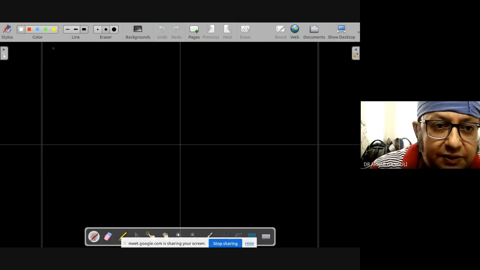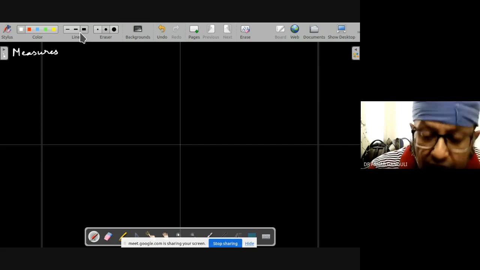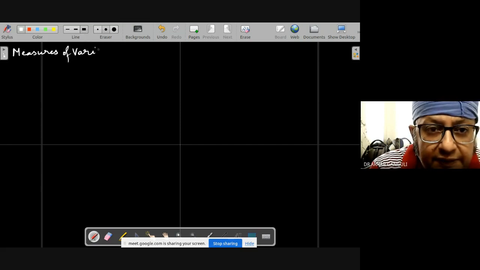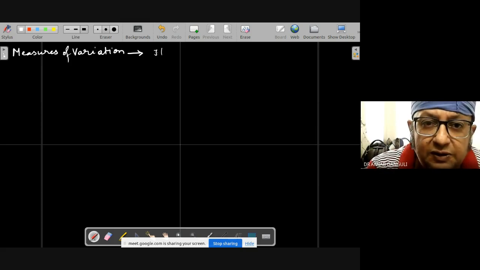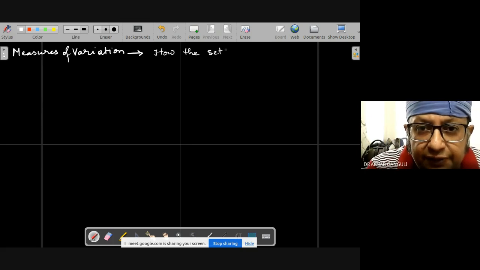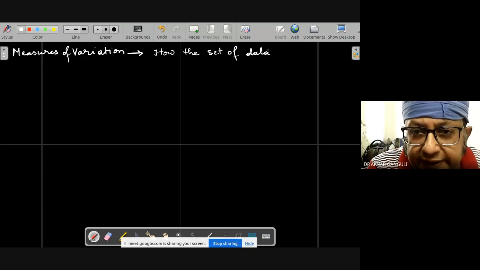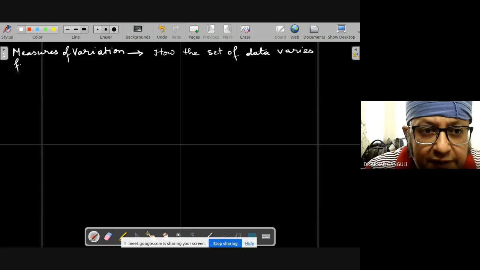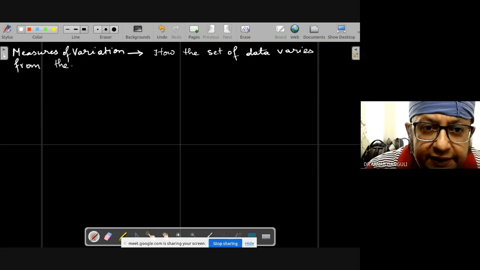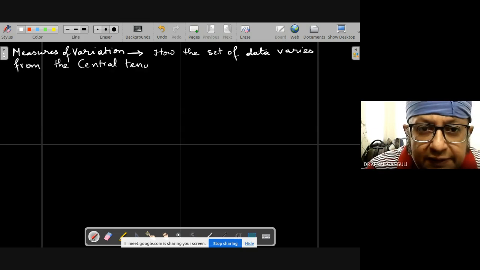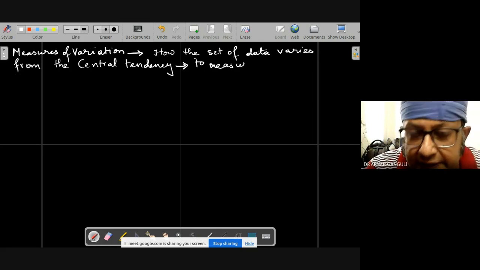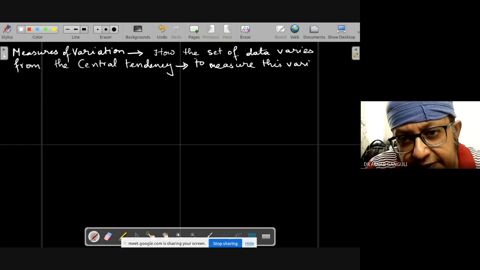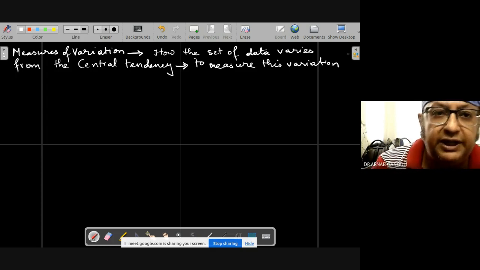So we talk about measures of variation. Basically, you need to find out how the set of data varies from the central tendency, and to measure this variation, this is what you study with measures of variation.